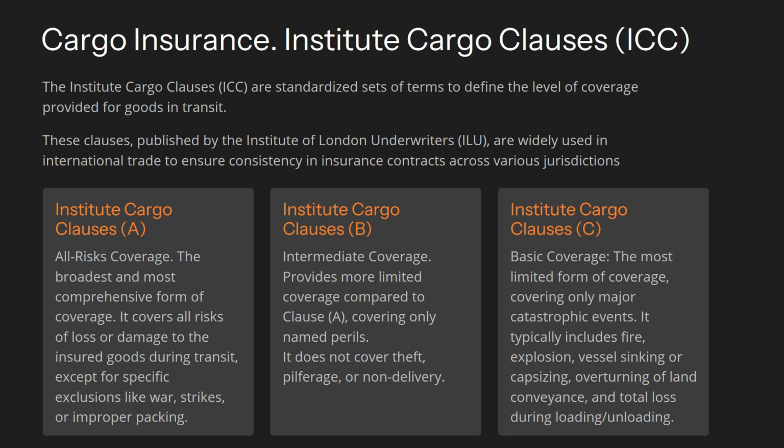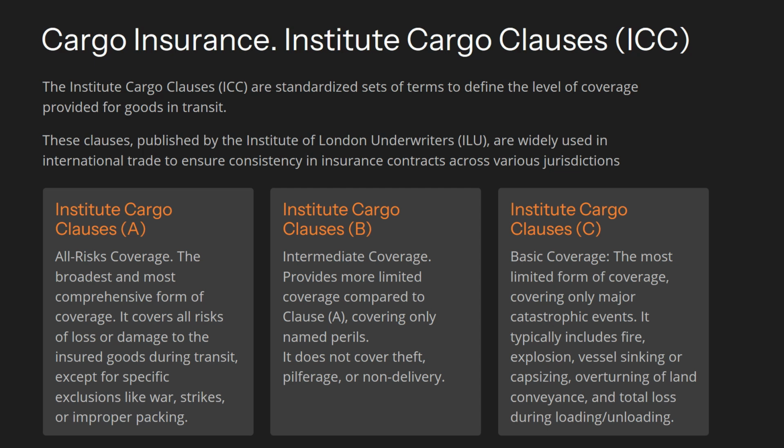The Institute Cargo Clauses, or ICC, are a set of standardized insurance terms used in international trade to determine the level of coverage for goods during transit. There are three main types. First, ICC-A offers all risks coverage, which is the most comprehensive. It covers almost all risks of loss or damage, except for specific exclusions like war or strikes.